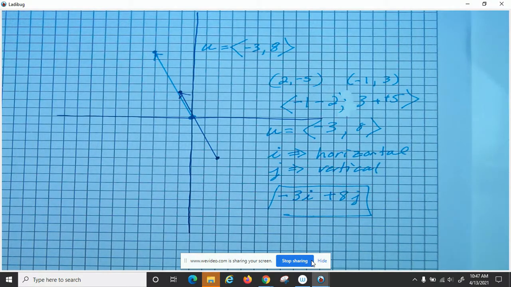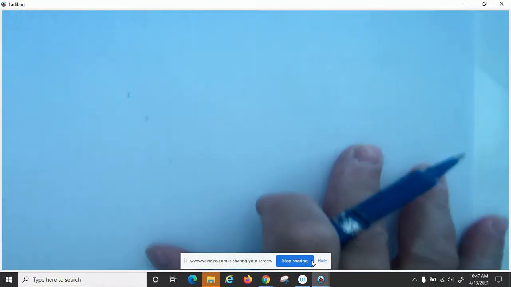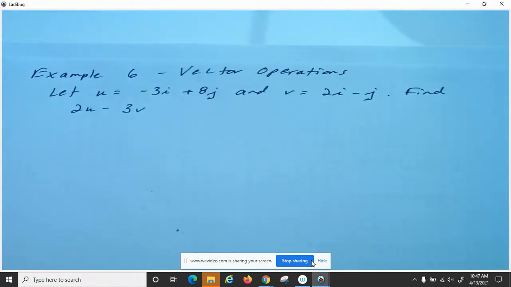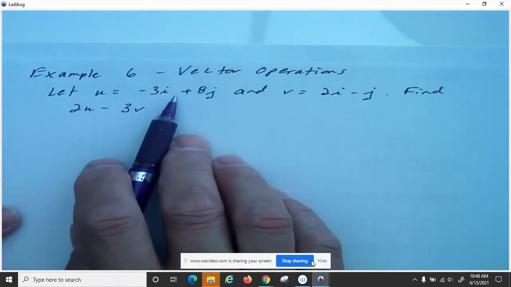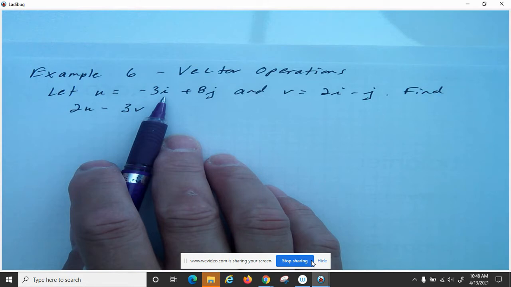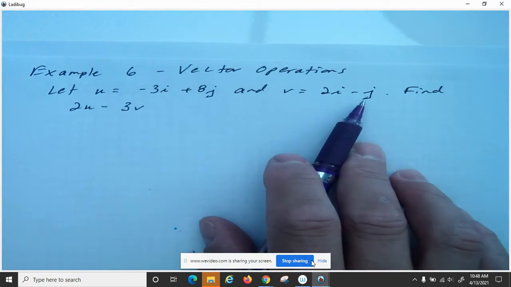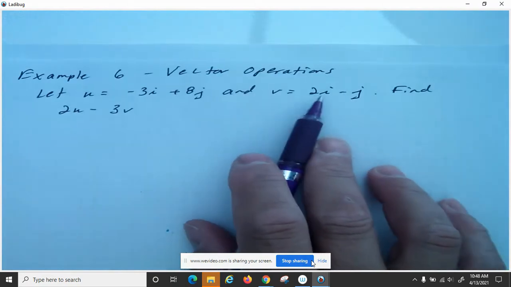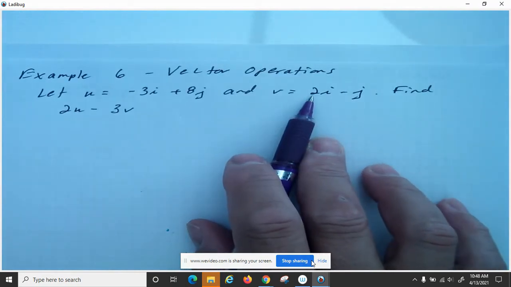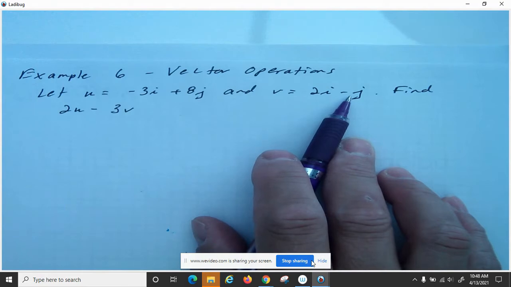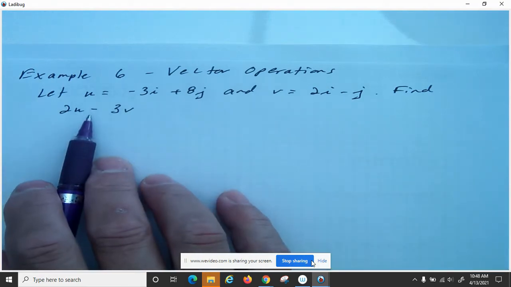All right, example number 6. Dealing with vector operations, but we're dealing with vector operations in linear combination form. This is the exact same vector that we were just dealing with, vector u, which was negative 3i plus 8j. And then we have vector v, which is 2i minus j. So remember, we had the minus sign. So that means right here, we're going right 2 and down 1. We want to find 2u minus 3v.